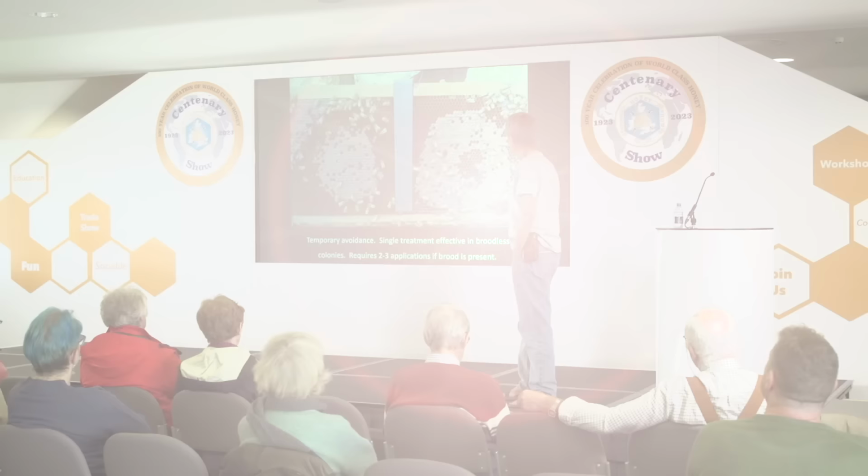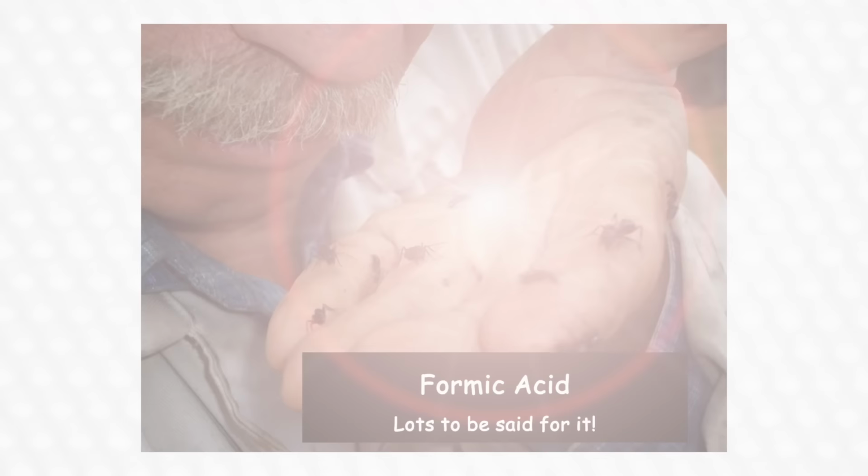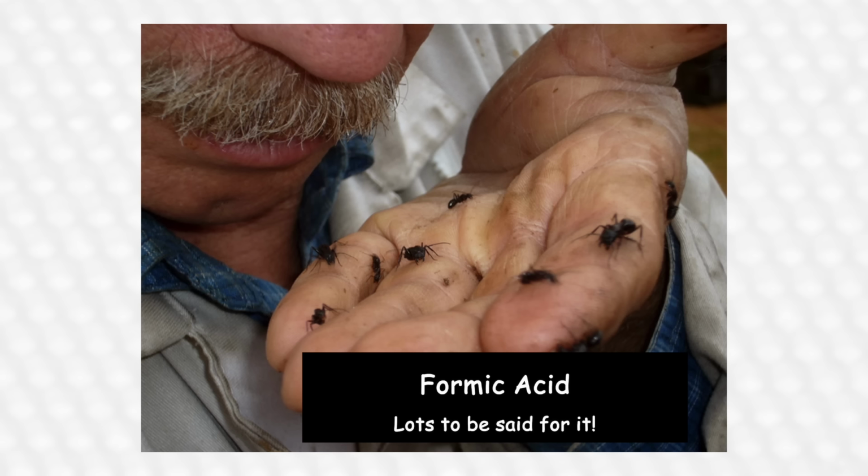One application works in the winter. It requires 2 to 3 if they have brood during the summer. Formic acid. Bees have evolved with formic acid for many years because ants produce formic acid. So these are carpenter ants in California, which put out enough to make your eyes water and stop you from breathing. Very strong formic acid.